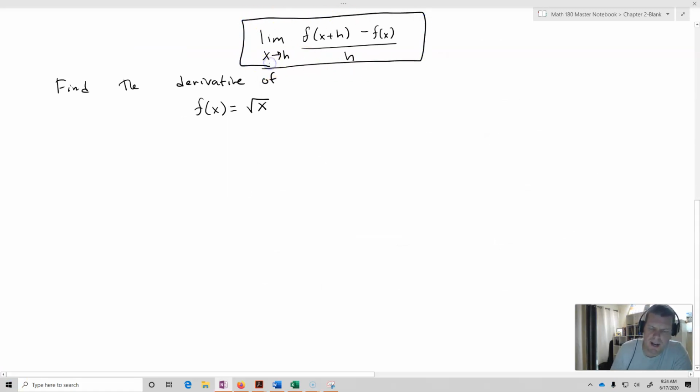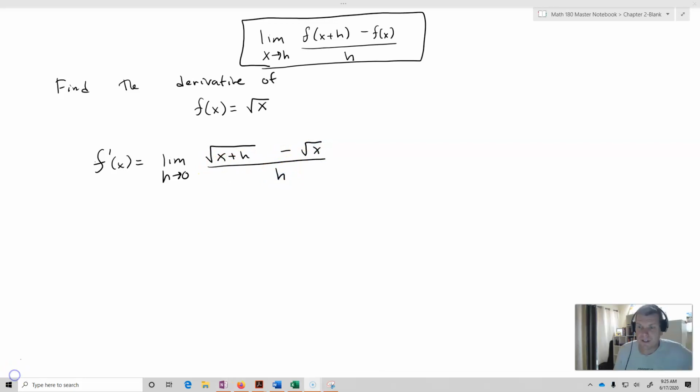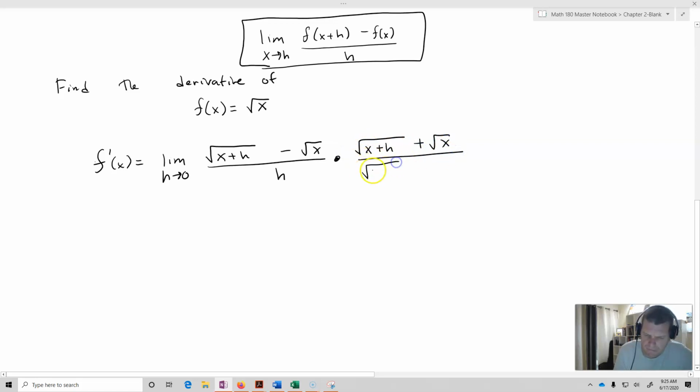Let's take a look at an example and find the derivative of the function f of x equals root x. So f prime of x is going to equal the limit as h approaches 0 of the square root of x plus h minus the square root of x, all divided by h. Since we've done a ton of work with limits, we can multiply the top and the bottom by the conjugate. So this is going to be the square root of x plus h plus the square root of x, divided by the square root of x plus h plus the square root of x.